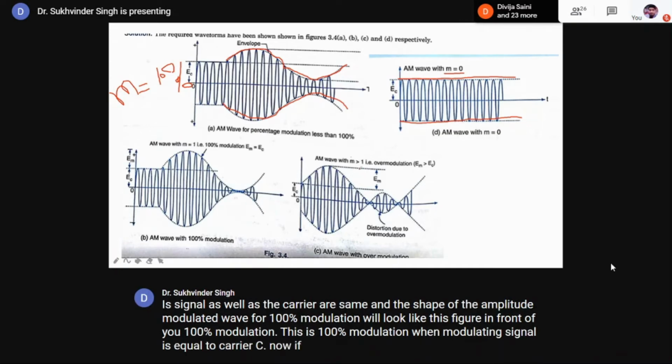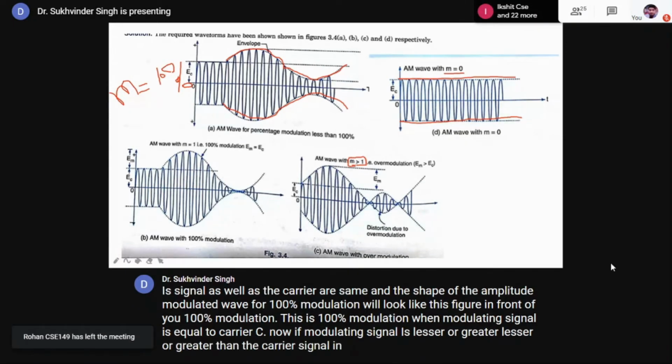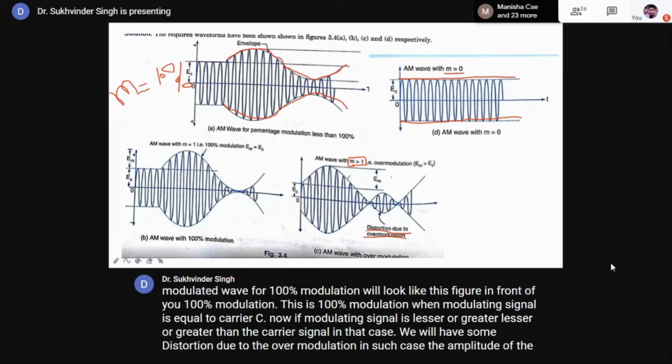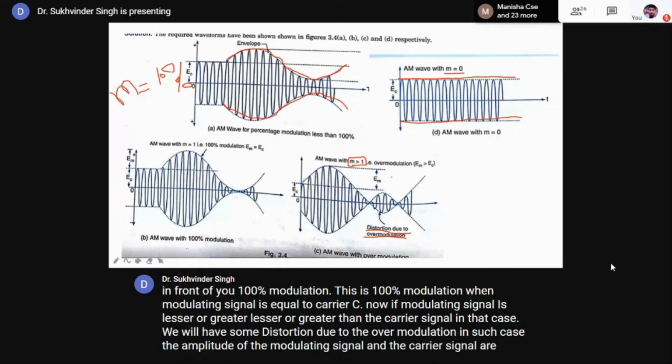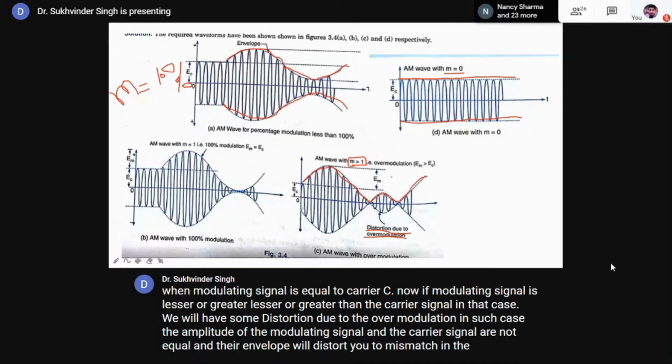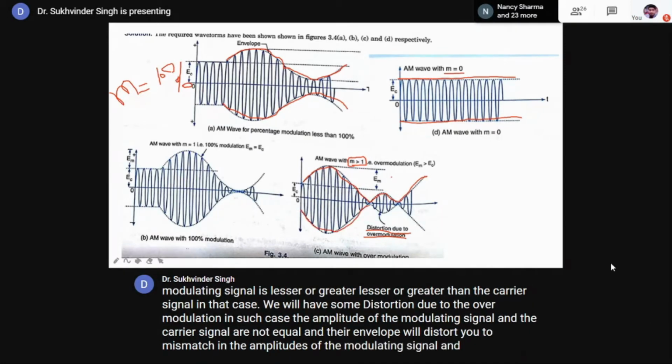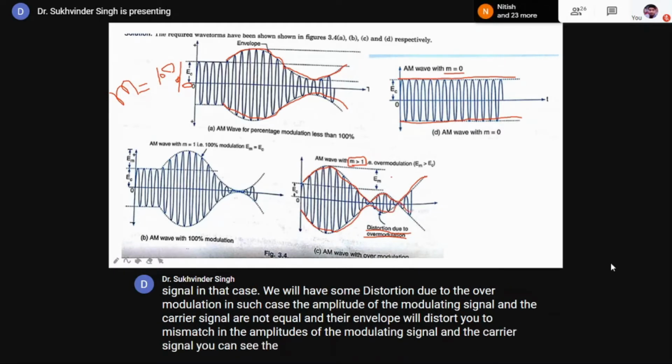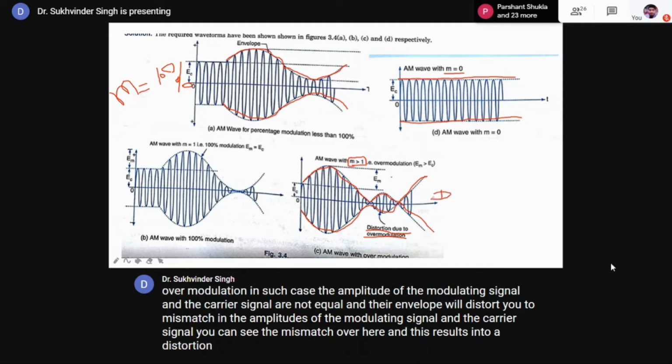Now, if modulating signal is lesser or greater than the carrier signal, in that case we will have some distortion, because the amplitude of the modulating signal and the carrier signal are not equal, and their envelope will distort due to mismatch in the amplitudes of the modulating signal and the carrier signal. You can see the mismatch over here, and this results into a distortion represented by T.